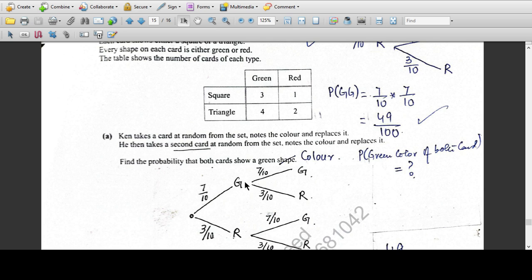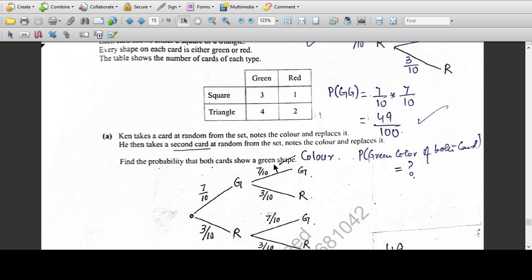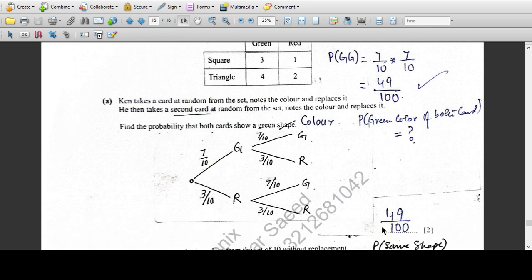So the probabilities are independent: 7 upon 10 for the first card and 7 upon 10 for the second card, and for the red card it is 3 upon 10. So this is a tree diagram of this probability, and we have to find that both cards are green. Both cards green is 7 upon 10 times 7 upon 10, so this is 49 upon 100. This is part 1.